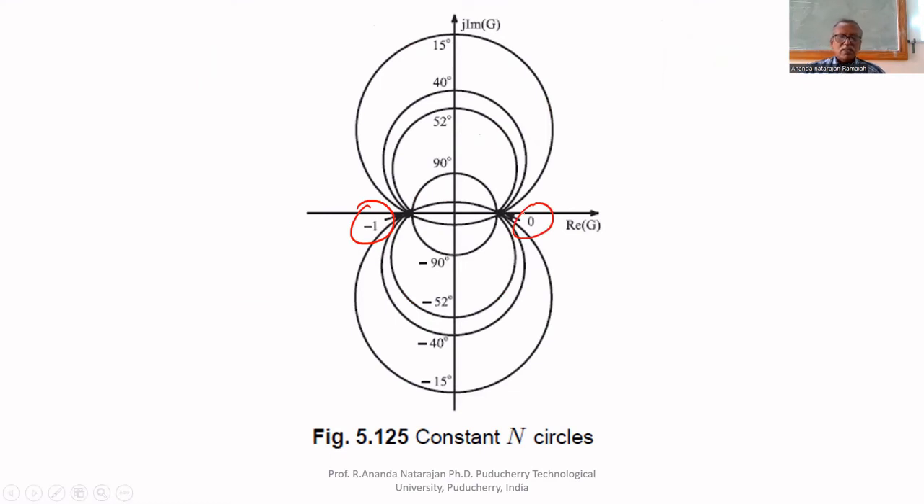These are called the set of constant n circles. For each circle, n is constant. That's why it is called a constant n circle. This is also called a constant n circle. This is n1 circle, this is n2 circle. That's all, different values of n.